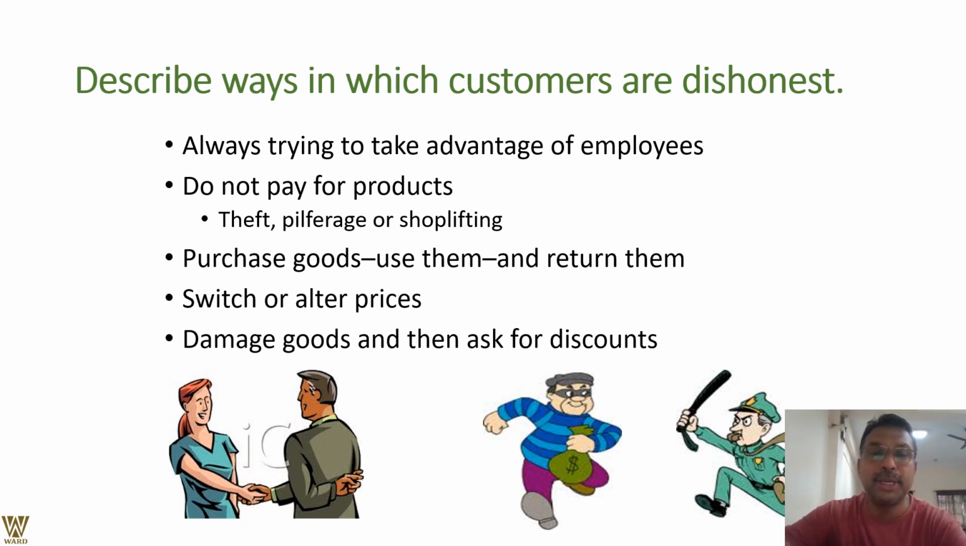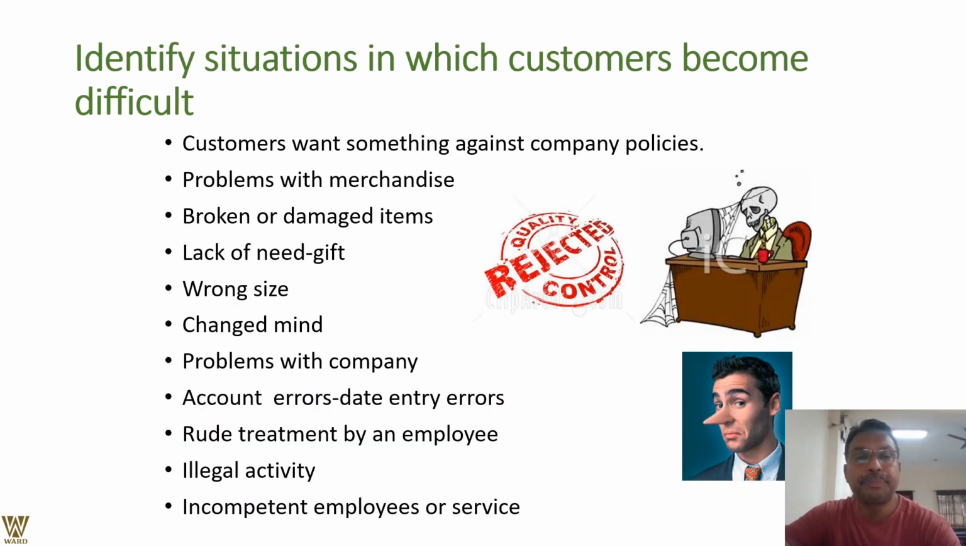They will damage the goods and ask for a discount. They will switch or alter prices. So identify situations when a customer becomes difficult. The customer wants something against company policy, probably wants to consume products which are prohibited by the law, by the establishment, or by the company. So customers want something against the company's policies.